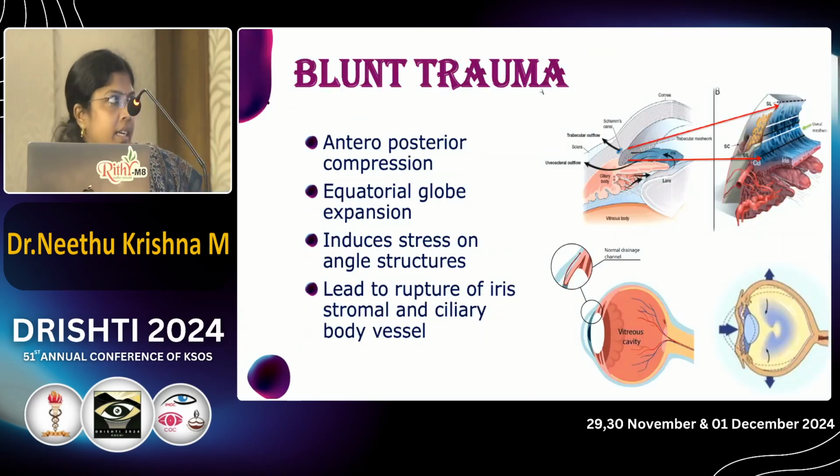Our topic is blunt trauma. So let us start with blunt trauma. In case of blunt trauma, first there is an anterior posterior compression, following which there is an equatorial expansion, which induces stress on the angle structures, resulting in rupture of iris stromal vessels and ciliary blood vessels, resulting in hyphema.